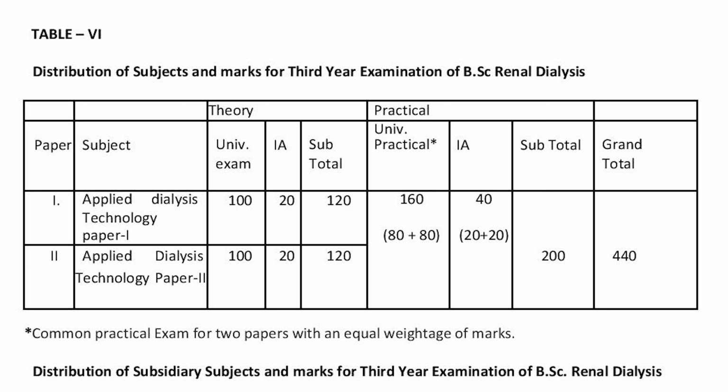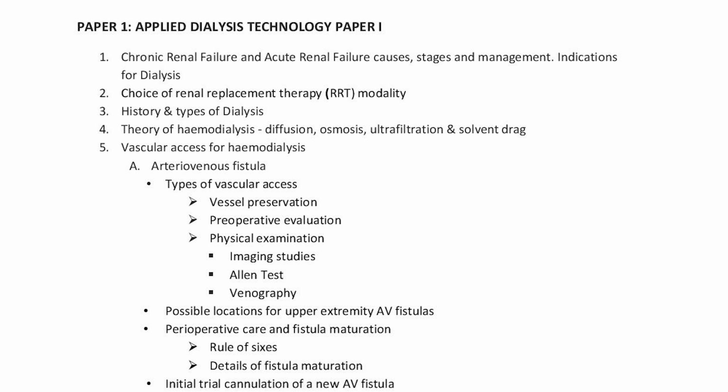Practical exam is out of 200, IA 80 per paper. IA marks are 20 marks per paper. The total third year exam is of 440 marks. Going to look at the topics of paper 1. 1. Chronic renal failure and acute renal failure causes, stages and management. Indications for dialysis. 2. Choice of renal replacement therapy, RRT modality.